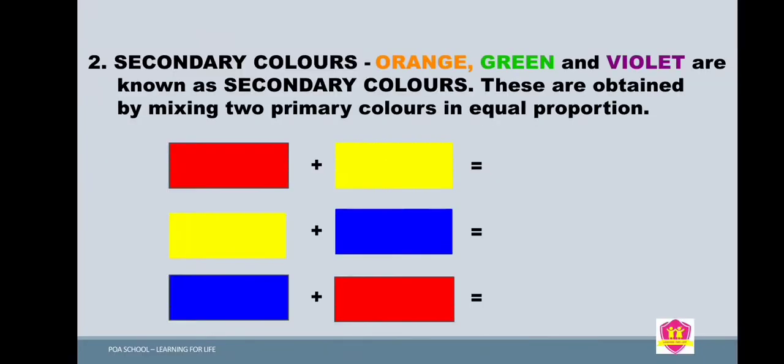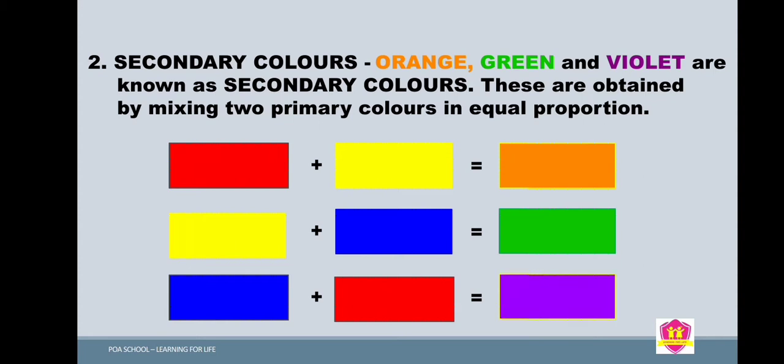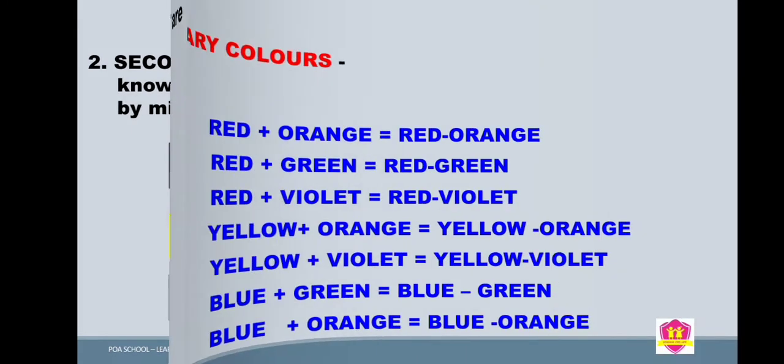Secondary colors. When you talk of secondary colors, they include orange, green, and violet. They are called secondary colors because they are obtained by mixing 2 primary colors in equal proportion. So when we mix red and yellow, we get orange. Help me with the remaining 2. When we mix yellow and blue, what will we get? Okay, so the answer is green. And when we mix blue and red, the outcome is what? Is violet. So our secondary colors now include orange, green, and violet.